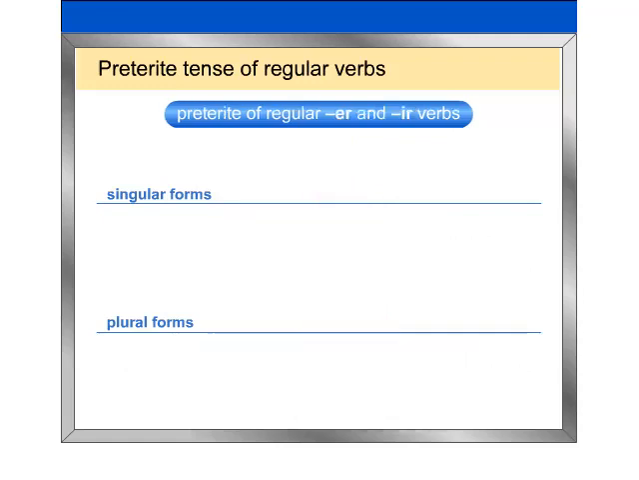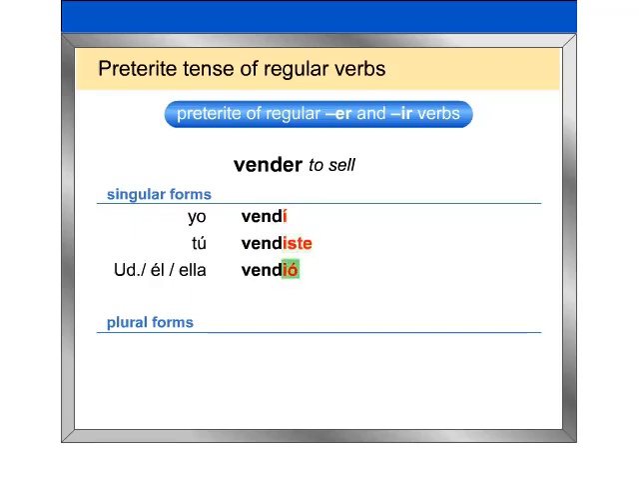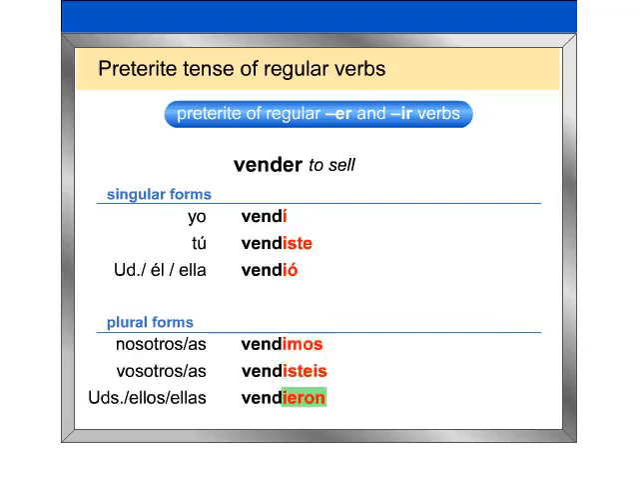Now, the preterite forms for regular ER verbs. Vender, vendí, vendiste, vendió, vendimos, vendisteis, vendieron. Again, note the preterite endings for ER verbs.